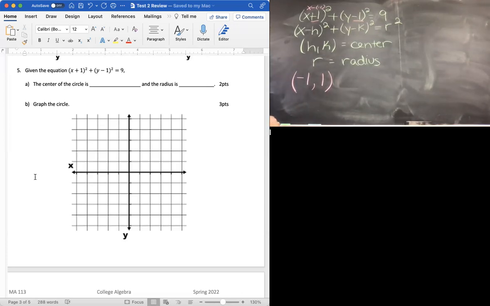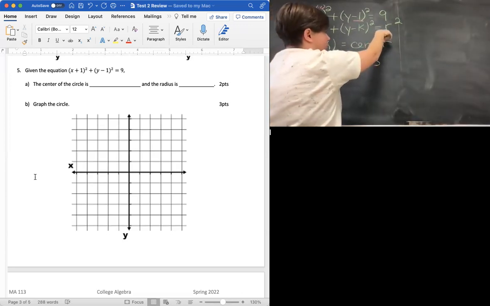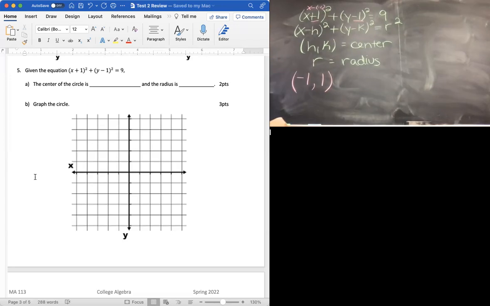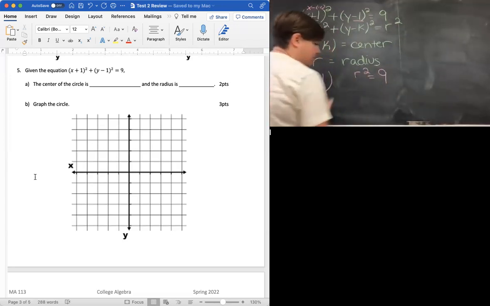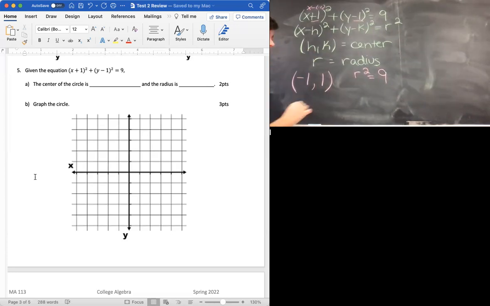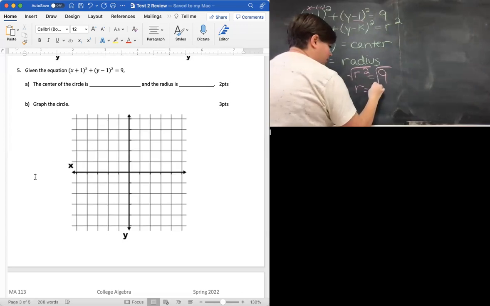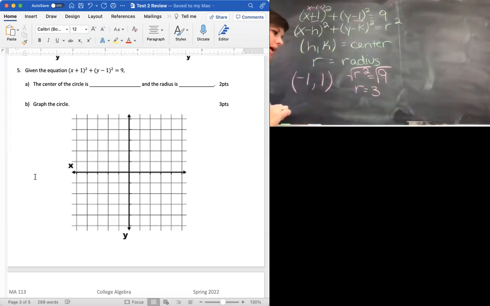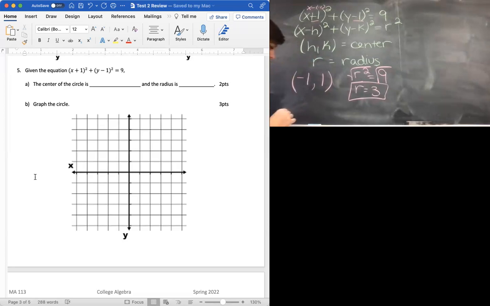And then my radius is r, but the general form says r squared. So if r squared equals 9, and I'm solving for r, I would take the square root of both sides, and I would get r equals 3. Again, we're not going to talk about the -3 because we're talking about distance. So my radius is 3.